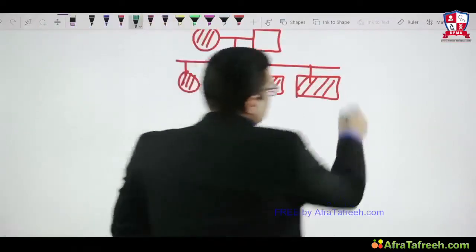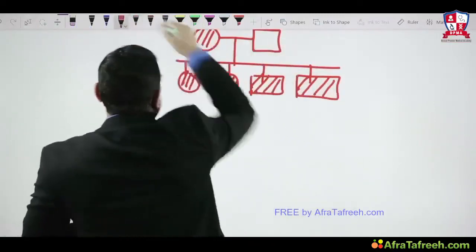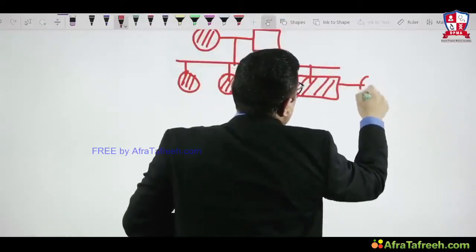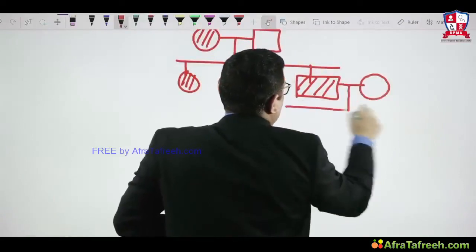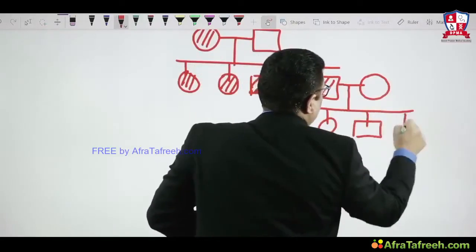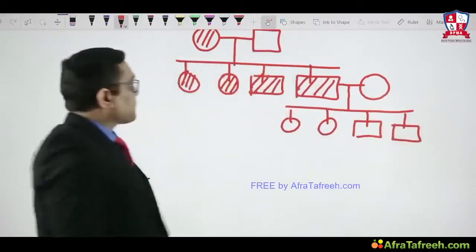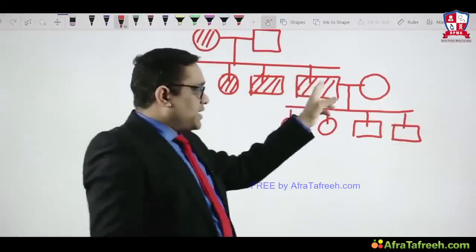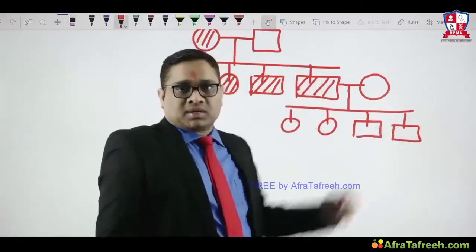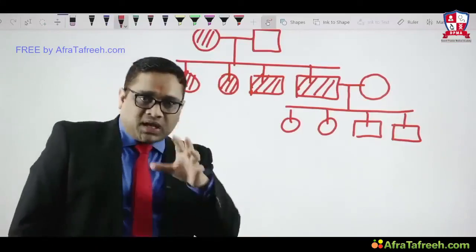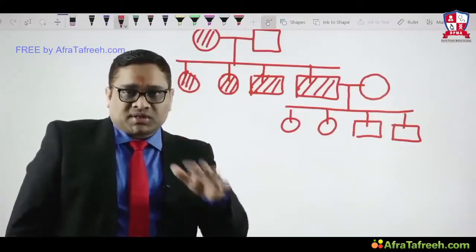But from this affected male, when he marries a normal female, none of the kids is affected. So what is this pedigree? See, the female is affected, all kids are affected, but from the affected male, none of the kids are affected. So it is not classical, it is not following Mendel's law. So it is again an unclassic inheritance. And what is this unclassic inheritance?